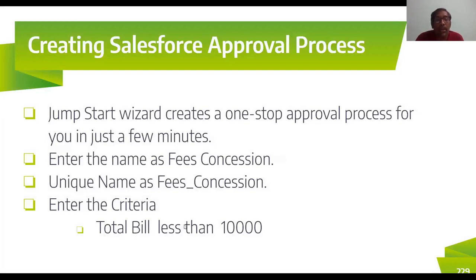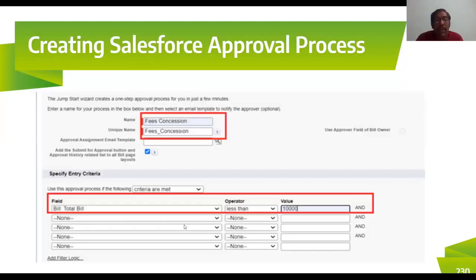So here you're going to enter the name as fees concession. The unique name is going to be fees concession. So enter the criteria. The total bill is going to be less than 10,000. If it is less than 10,000, he will not avail any concession. If it is greater than 10,000, he will avail a concession.